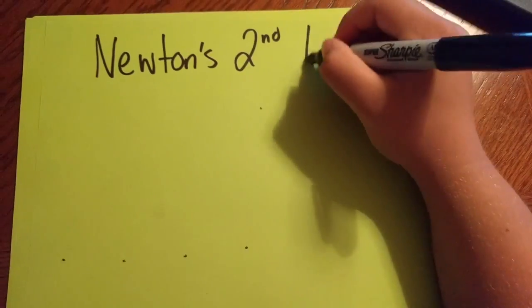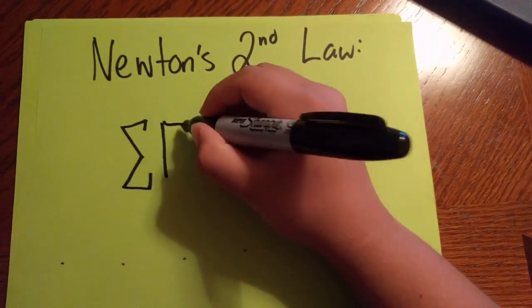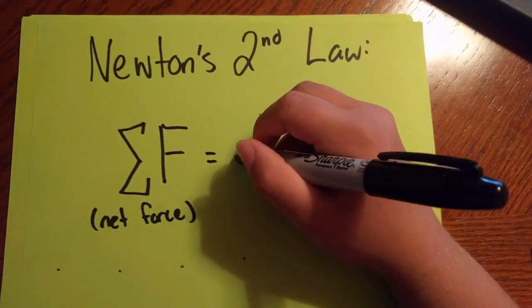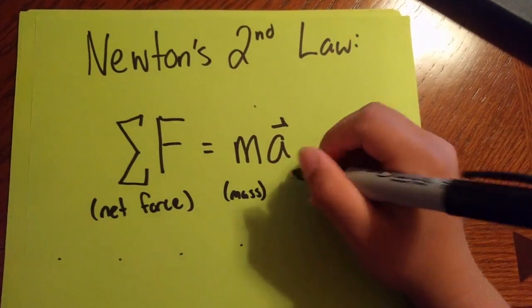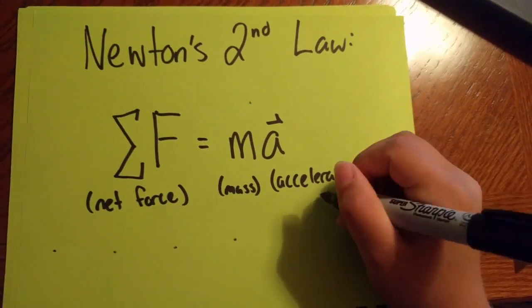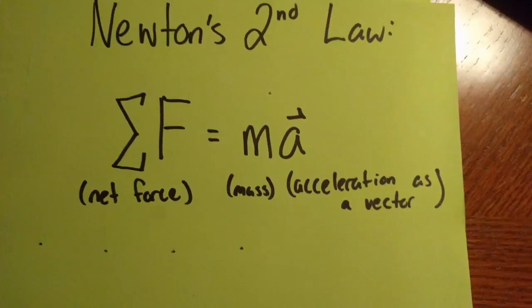Newton's second law states that the sum of the forces as a vector, also known as the net force, is equal to the mass times the acceleration as a vector.